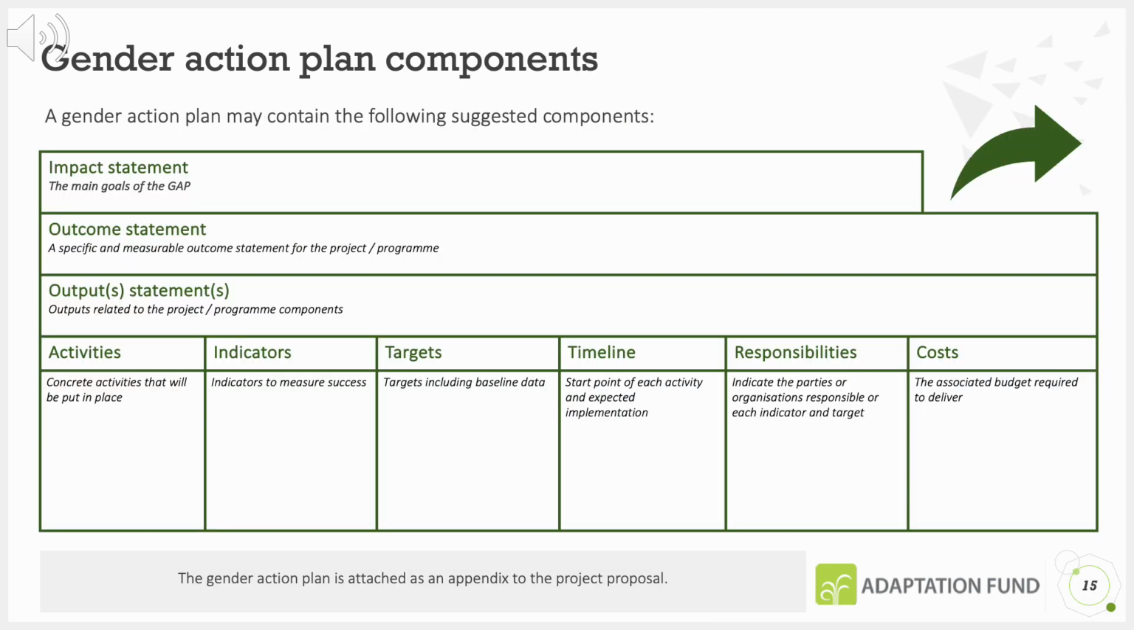The Adaptation Fund's guidance document for implementing entities on compliance with the gender policy includes a template for the Gender Action Plan, which contains an impact statement identifying its main goals, an outcome statement that is specific and measurable, and an outputs statement describing the proposed gender-responsive outputs. The Gender Action Plan also lists in detail the activities that will be carried out along with the corresponding indicators, targets, timeline, responsibilities, and costs for each activity.